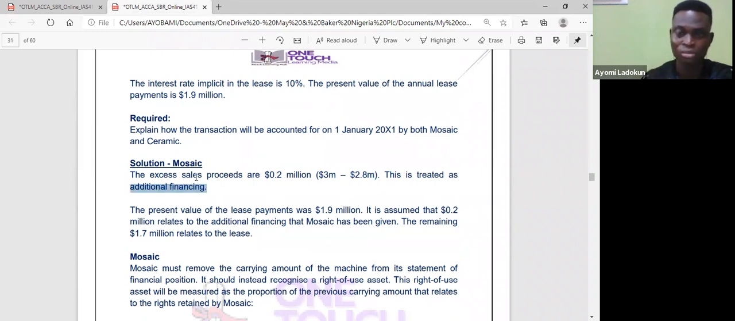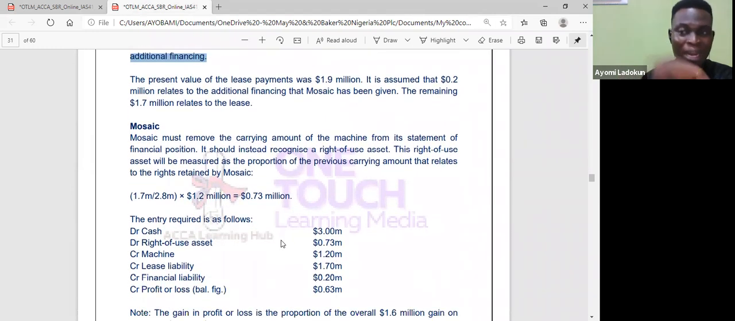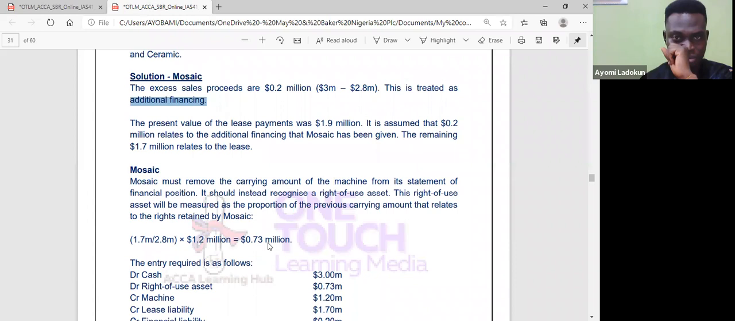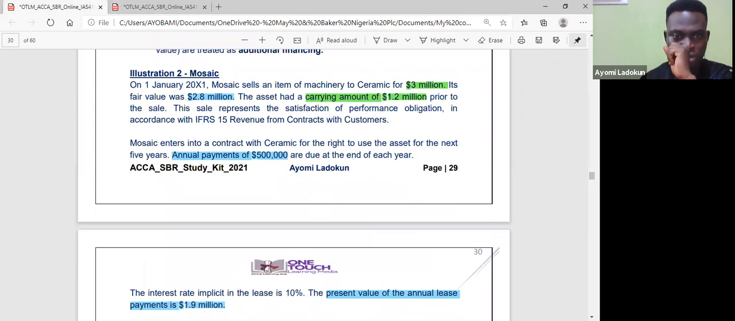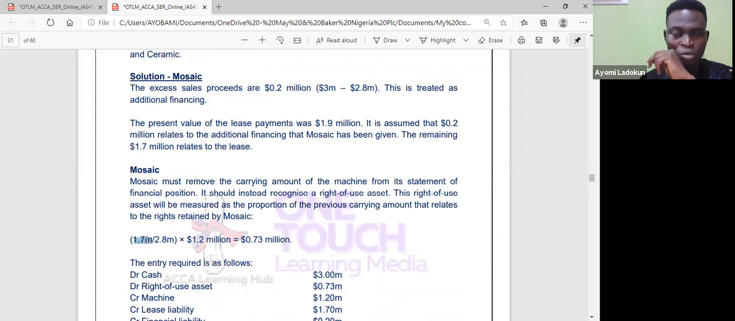That's the excess of sales proceed. So it's additional finance. The present value of lease payment, which is 1.9, is now assumed that 0.2 million relates to the additional finance, and the remaining 1.7 relates to the lease. So we apply the same formula, present value over fair value. What's my present value now? In the question, it is 1.9. The effect of additional finance, I will remove from 1.9. That's why we have 1.7.